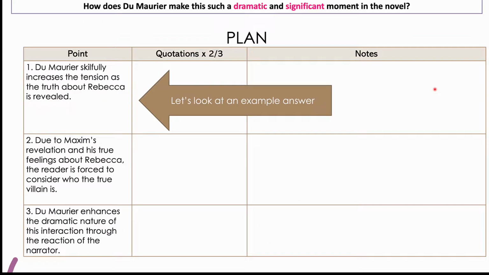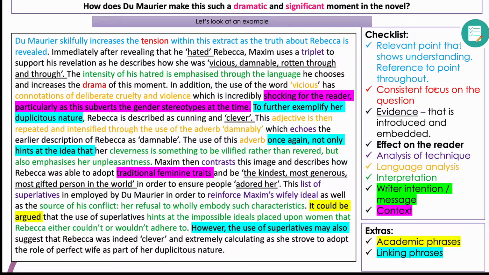Okay, so like I said, we're going to look at an example answer, and it's going to be for point 1. The point that I started with was Du Maurier skillfully increases the tension as the truth about Rebecca is revealed. And this is my first section. As you can see, very, very colourful, but hopefully the colours will help you.